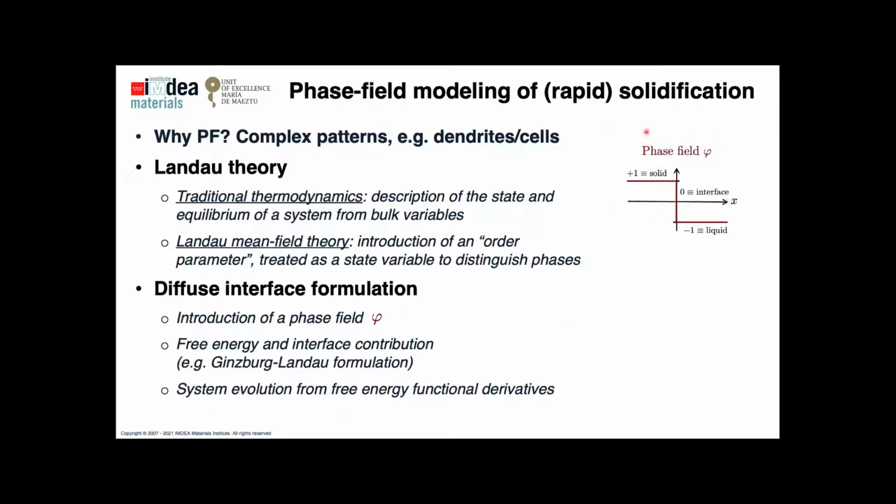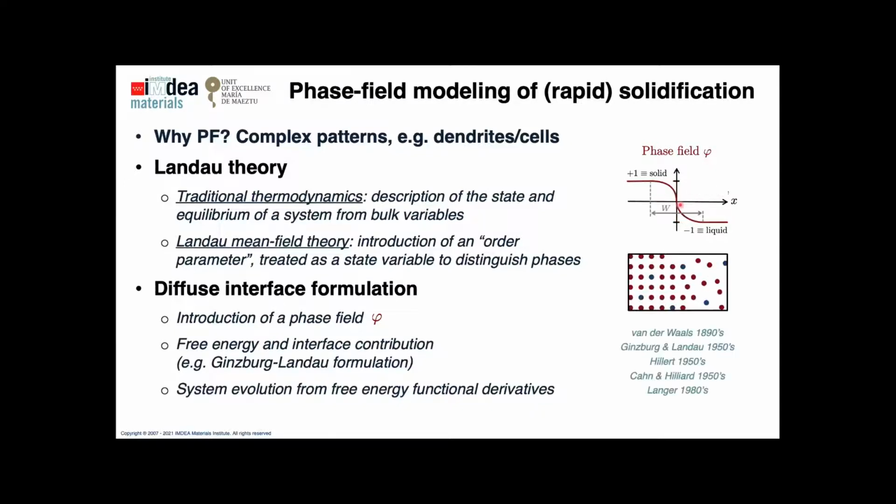So you see here in this little schematic, in a sharp interface world, this would be +1 in the solid, -1 in the liquid, and 0 at the interface. And you actually make this diffuse over a length W, the diffuse width of your interface. That would actually represent the number of atomic layers that you need to go from a crystalline ordered phase to a liquid. And then you derive a free energy functional using a Ginzburg-Landau formulation. And the dynamical evolution of the system is given by the free energy functional derivatives. So that's as far as we need to know today about phase field.